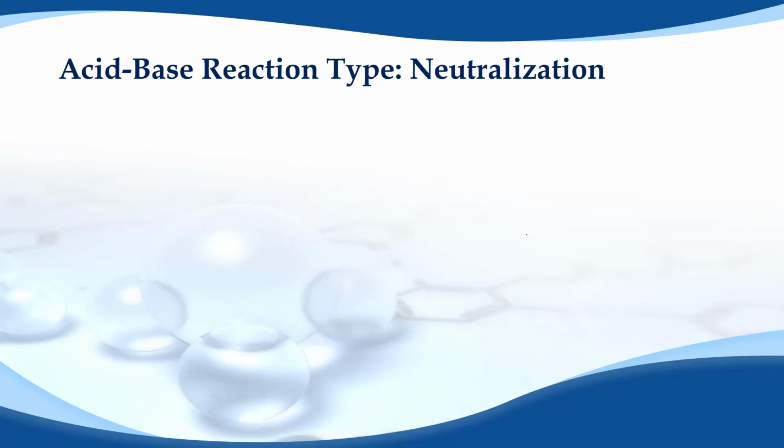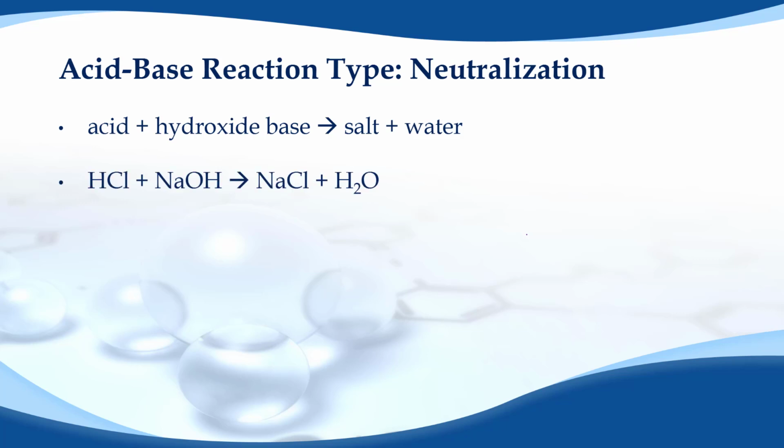This first type right here is called neutralization. A neutralization reaction is when you take any acid and react it with any base that's formed from a hydroxide. Doesn't matter what hydroxide it is. It will form a compound called a salt, which is just an ionic compound. Right? So any ionic compound is known as a salt, and it will also form water. So hydrochloric acid and sodium hydroxide forming sodium chloride and water is a neutralization reaction, as is hydrobromic acid reacting with barium hydroxide to form barium bromide and water.